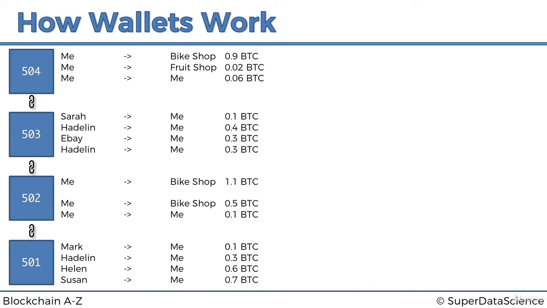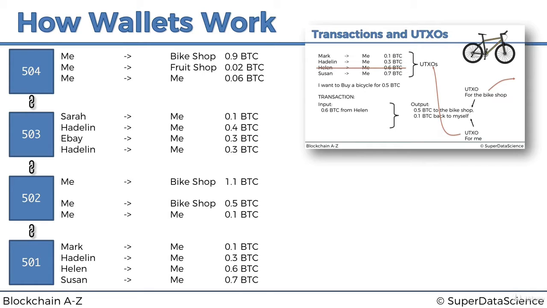So let's do that with our examples in mind, what we know about what happened. In the first case, when I went to buy a bicycle, I took this transaction, 0.6 BTC from Helen, and I split it into paying for my bike and sending 0.1 back to myself. So these two that we see here. We're going to draw that here. You can see that this transaction had an unspent output of 0.6, but that unspent output got split into two, 0.5 and 0.1.